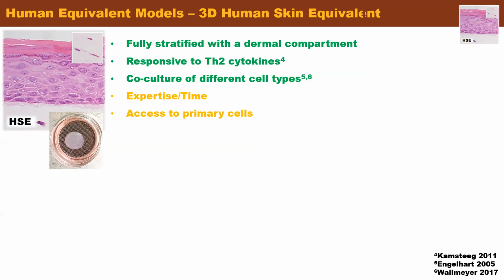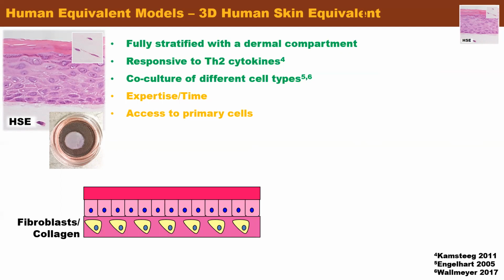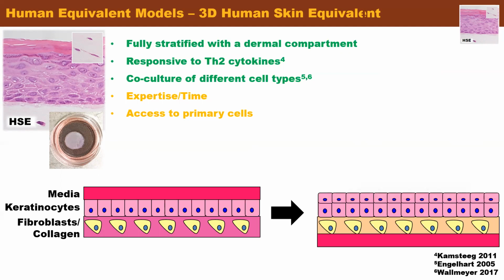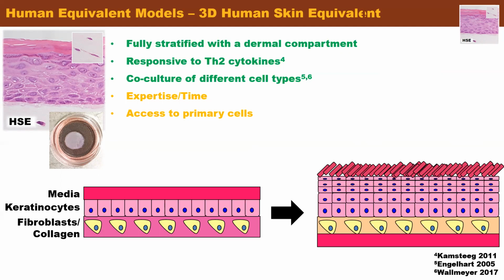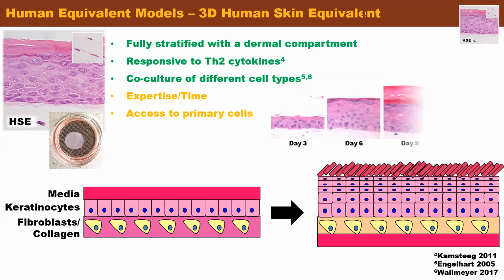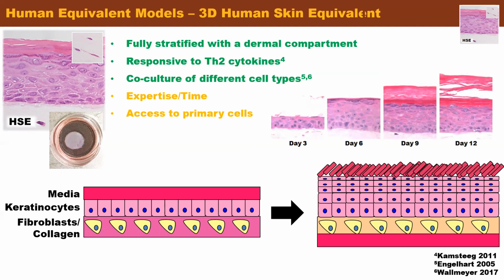To create these cultures, a collagen hydrogel is embedded with fibroblasts, and keratinocytes are plated in a confluent monolayer on top. After a couple of days in submerged conditions, the cultures are placed at the air-liquid interface. This environmental change alone induces keratinocyte stratification and differentiation. Of note, the morphogenesis of the epidermal compartment can be monitored over time.